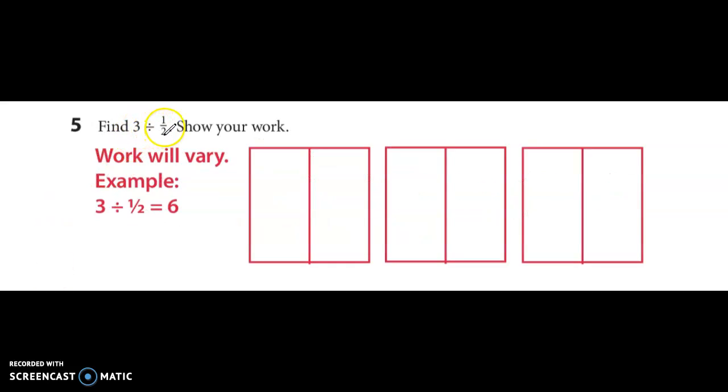Find 3 divided by 1/2. Show your work. Well, it starts with 3, so you have to have 3 of something. So we have 3 boxes here. And then we took each box and divided it in a half because we're trying to figure out how many halves are in 3. So divide each box in half, and then you can see, if you count them, that you've got 6 halves. So your answer is 6. 3 divided by 1/2 is 6.